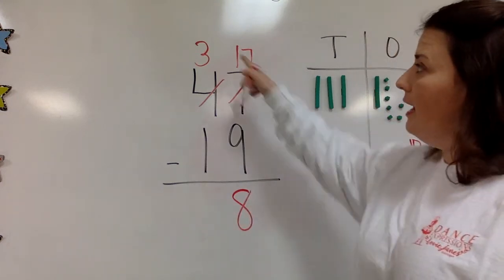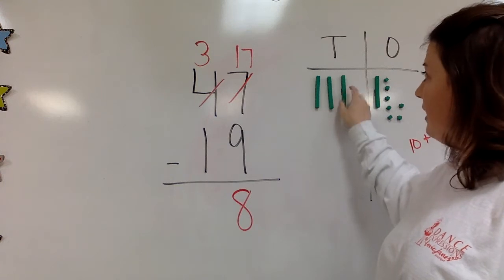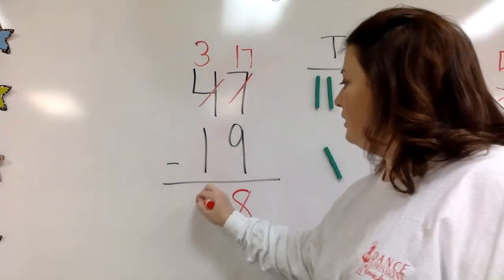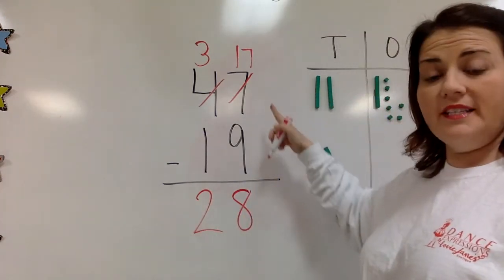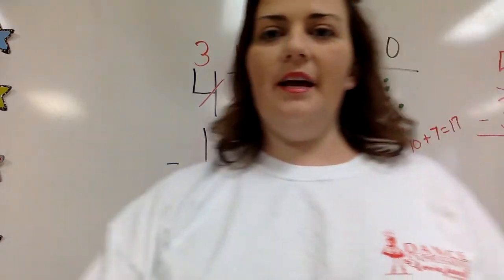8. Very good. And now 3 10s minus 1 10. Can I take 1 10 away? Absolutely. And so how many 10s will that leave us? 2. So what is 47 minus 19? 28. You'd have 28 crayons left.